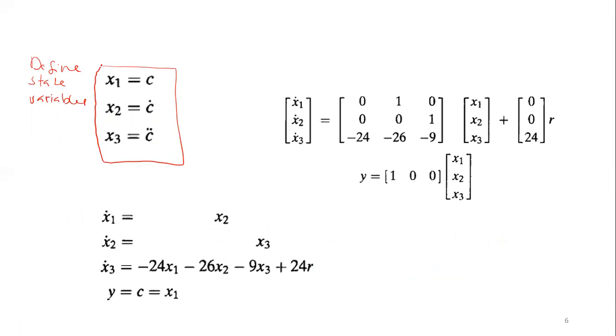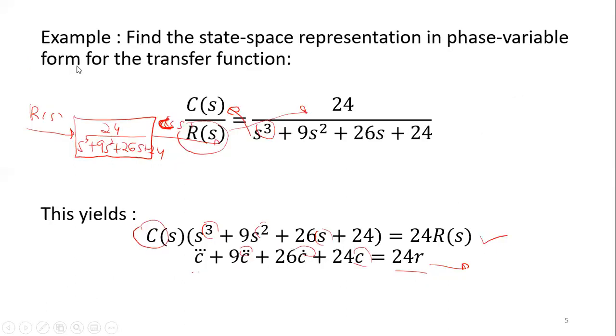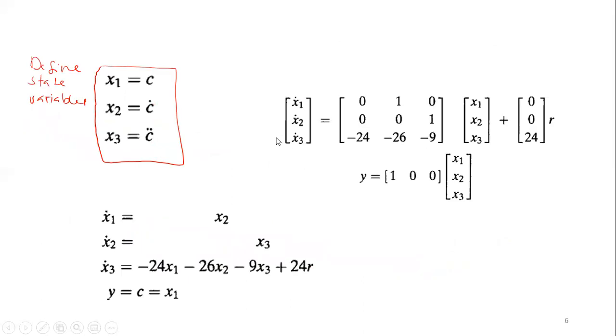All right. So the number of state variables that we define, we can determine by the highest power of the transfer function that the question gave. So the next step is we differentiate the state variables.